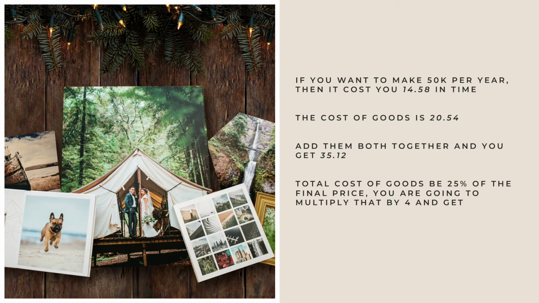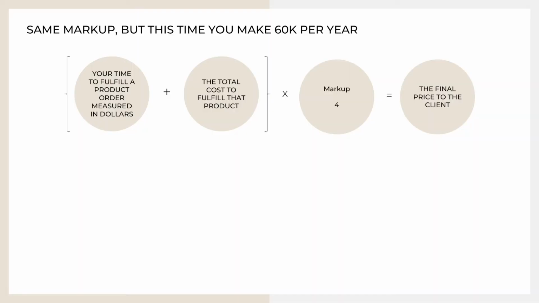And if you want to have your total cost of goods be 25% of the final price, you're going to multiply by that number 4, and you're going to get $140.48.